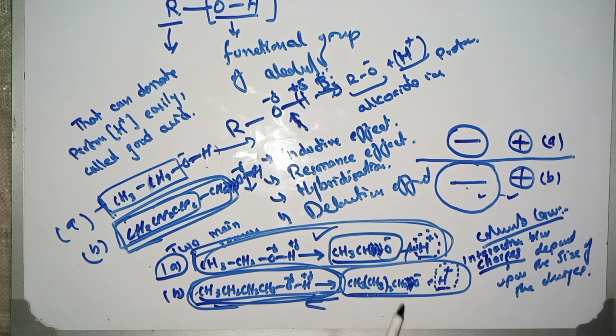These are the two factors, that is the inductive effect, which involves electron withdrawing or donating groups. These are the electron donating groups. Let's start with an example of electron withdrawing groups.